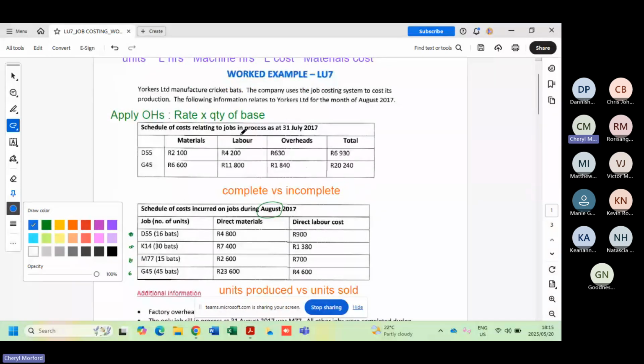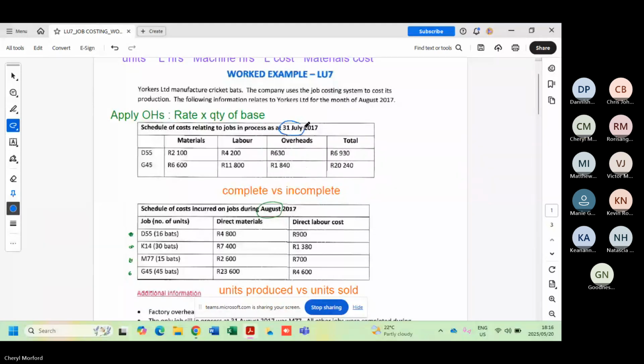This was the cost of jobs, and this relates to the end of July. So that's going to tell me that those are the costs that are going to be carried forward. So these here are going to be my opening work in process. So you see only 2 of the jobs have got costs carried forward. Okay, the other 2 not.